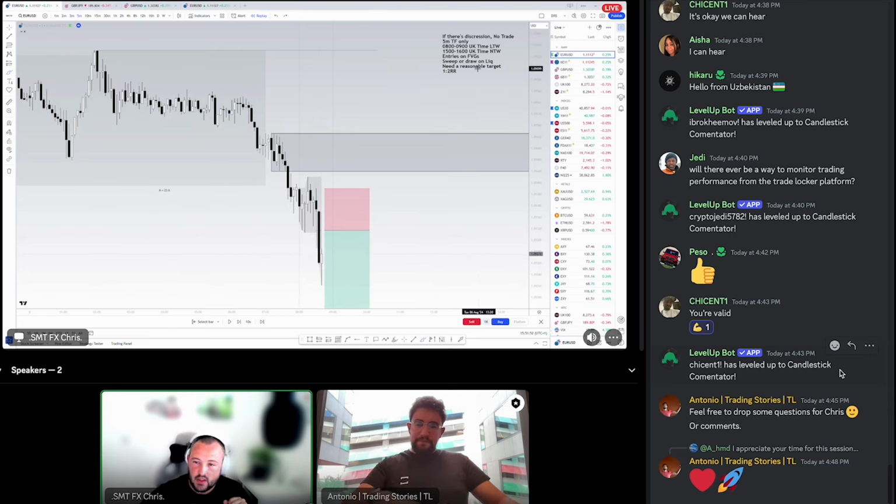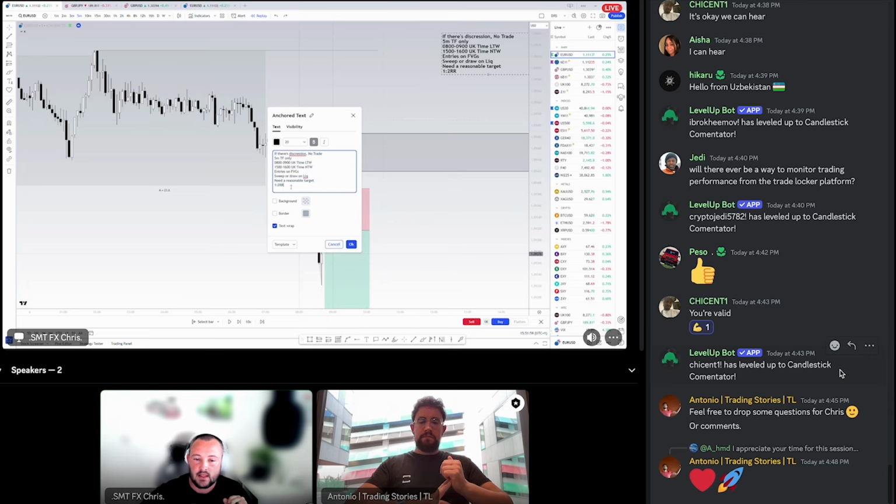So one of the other things I didn't put in the rules up here is the fair value gap size and the stop loss size. So let's talk about that now. We're going to have a minimum stop loss of 5 pips. We're going to have a maximum stop loss of 20 pips.